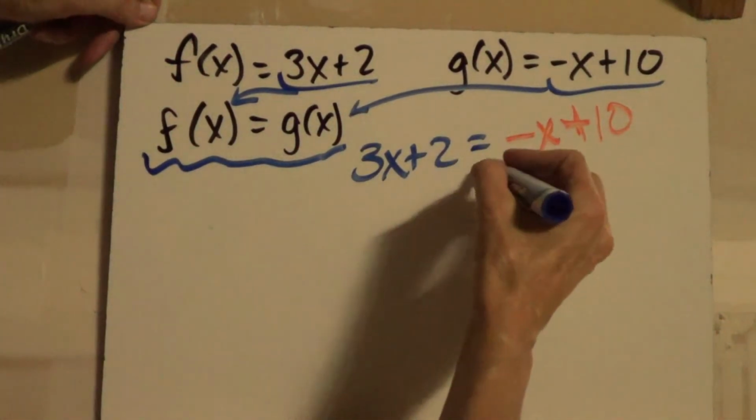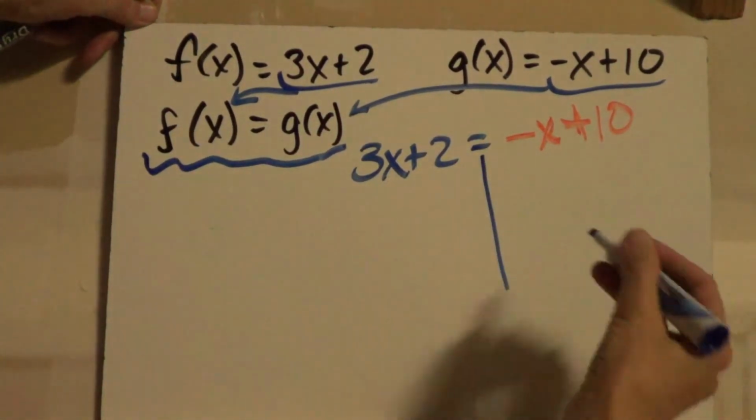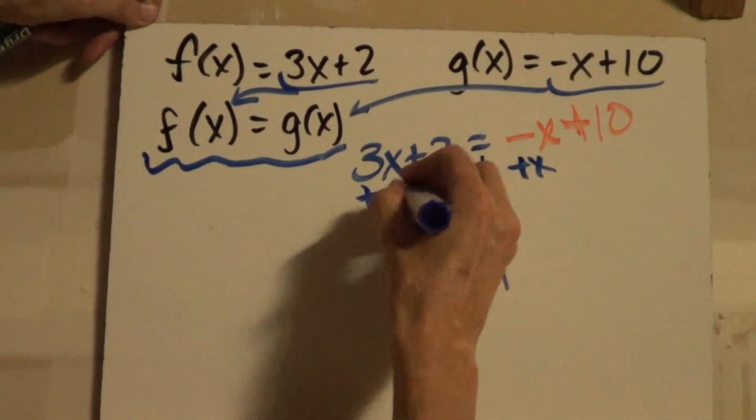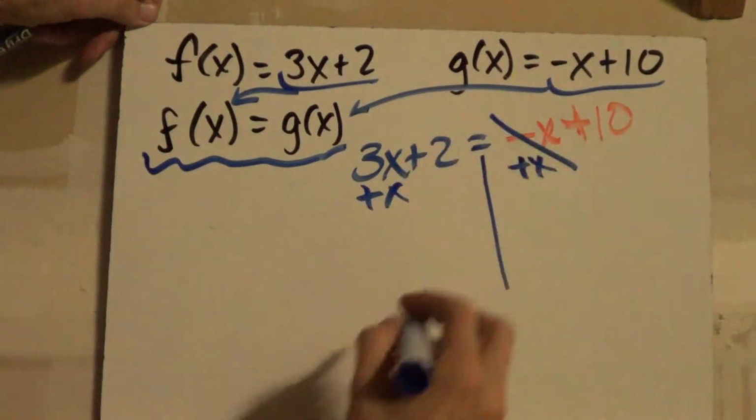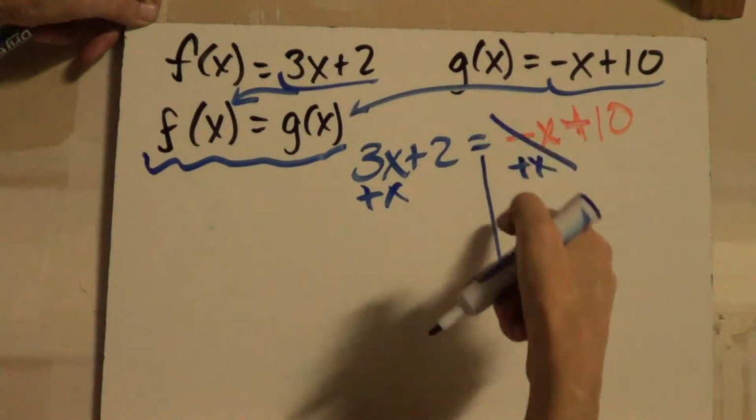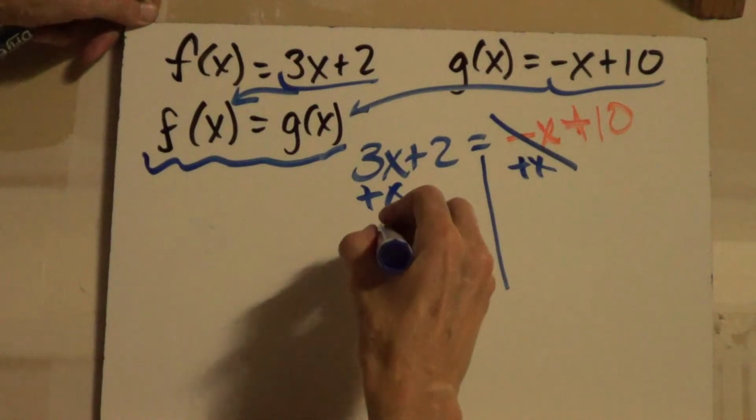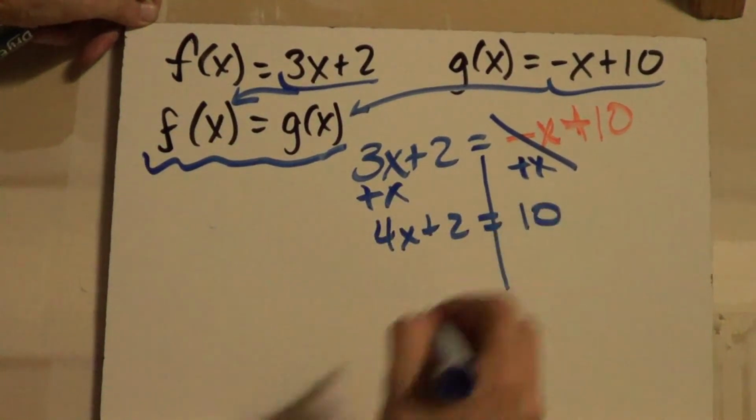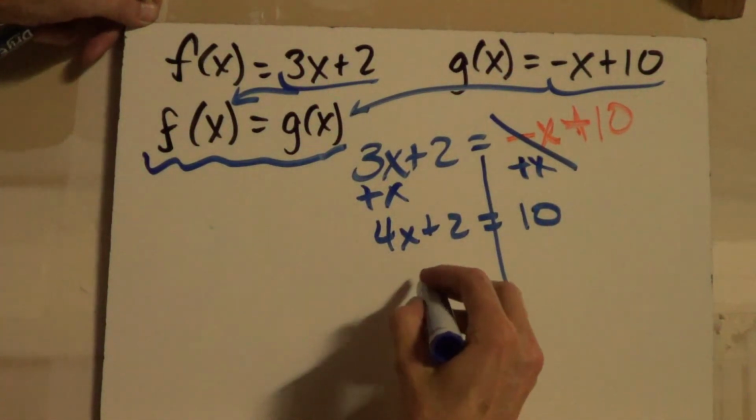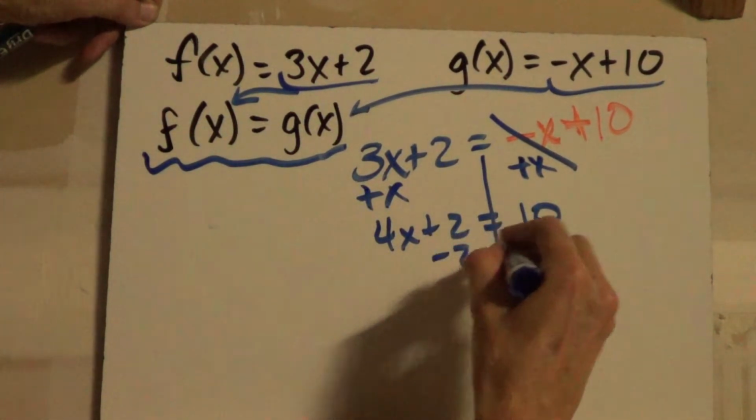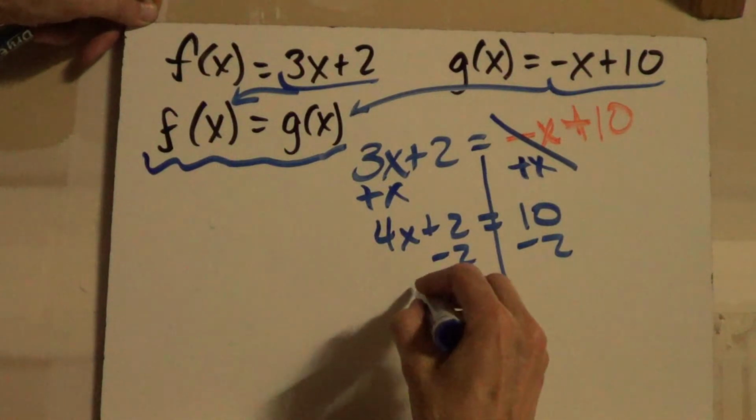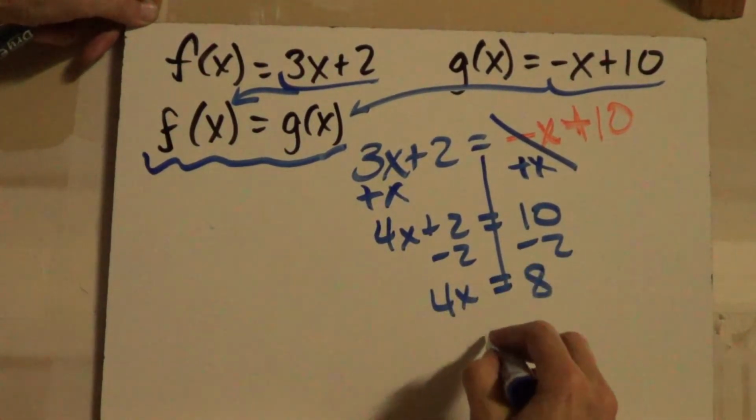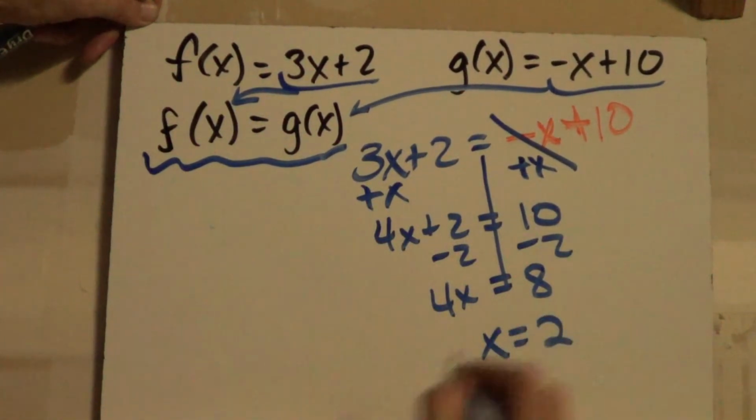So you're always on this teeter-totter. First thing we do is gather our x's. Plus x, because it was a minus x. We get rid of it that way. Negative 1 plus 1 is 0. And now we'd have 4x plus 2 equals 10. And subtract 2. 4x equals 8. X equals 2.